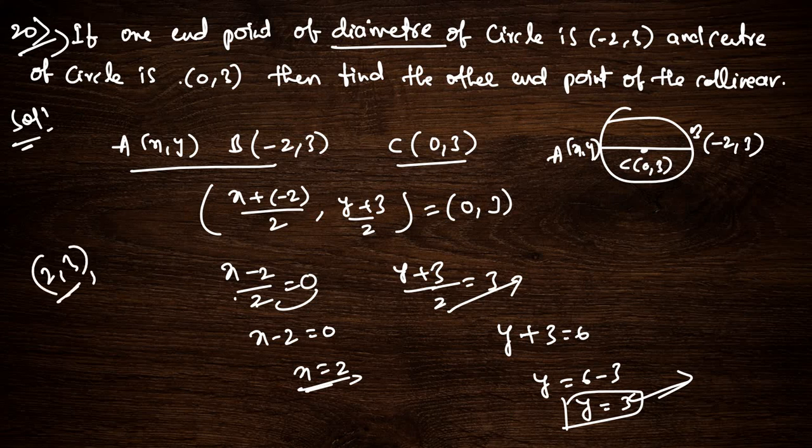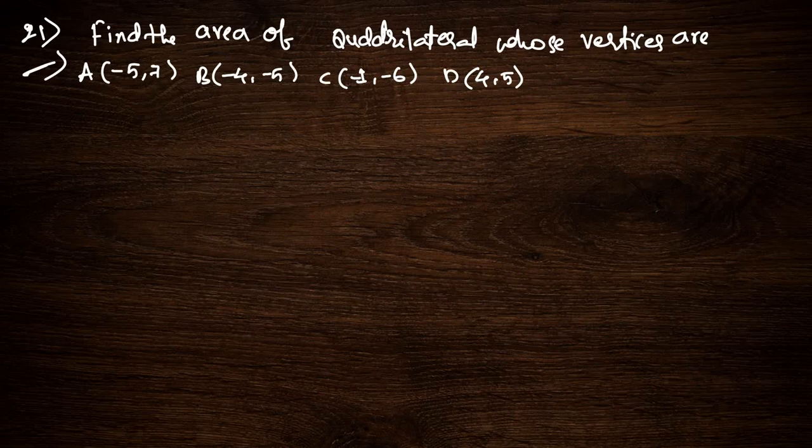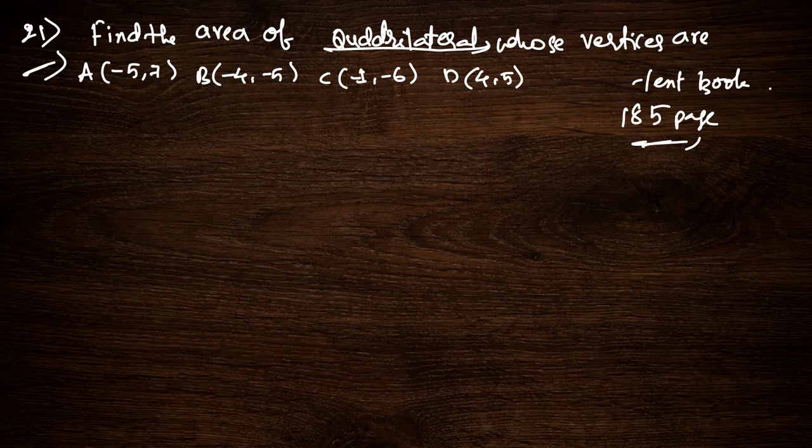Now moving to the 21st question. This is also the same question, find the area of quadrilateral. We have already done this one. It is question 6 on page number 185 of your textbook, the quadrilateral question. I already solved this type of question in this video only, so please go through the 6th question there and you will get the answer.